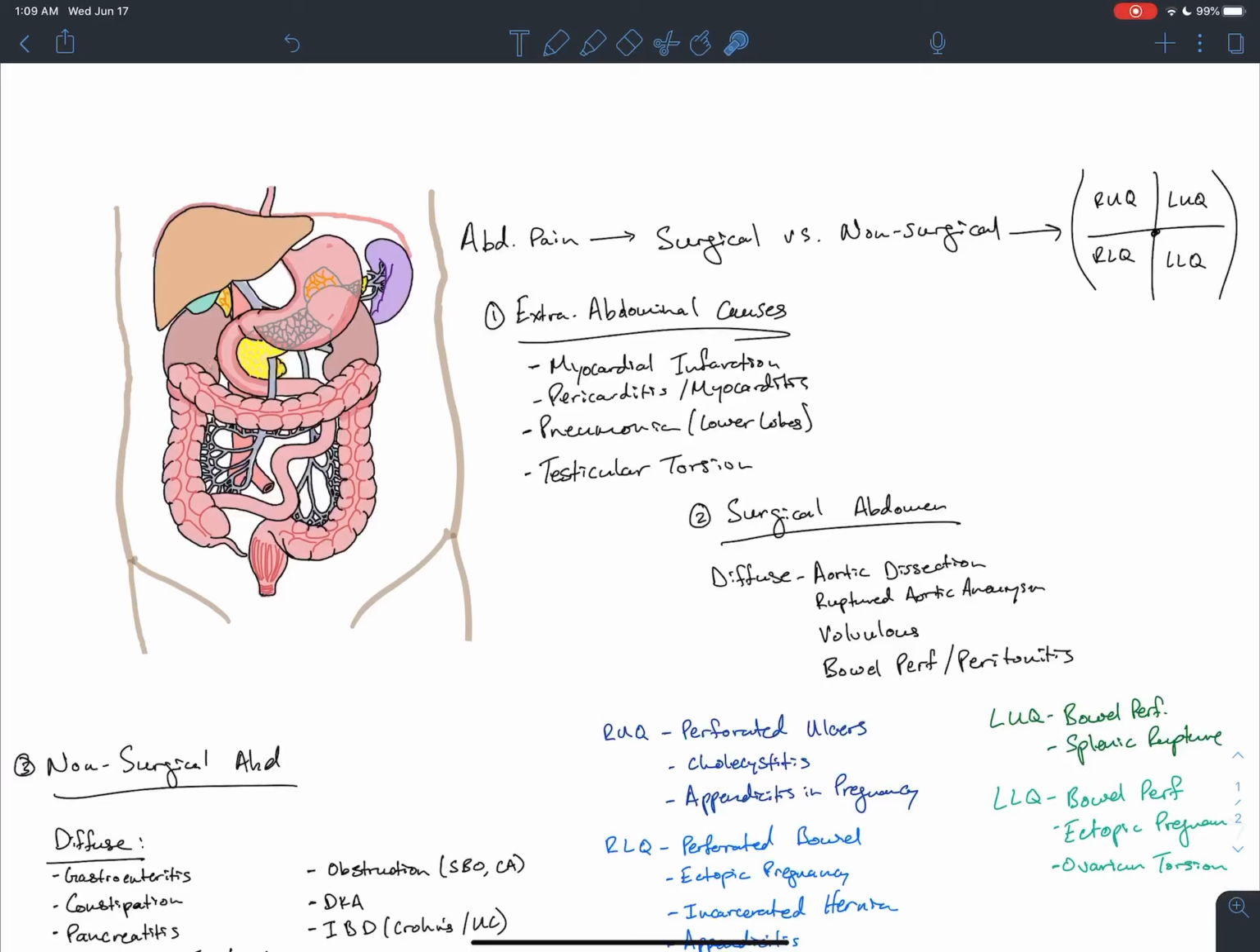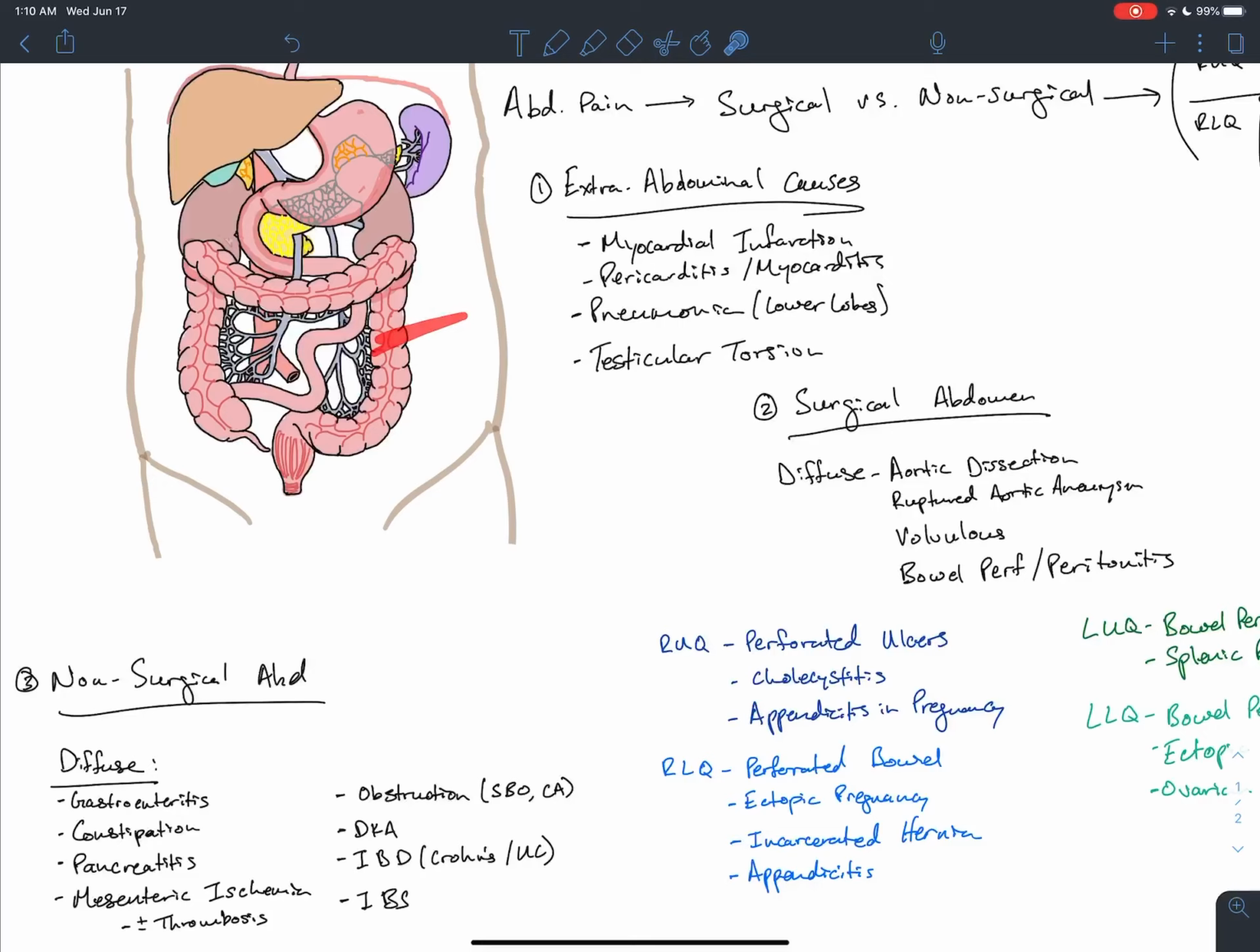So, for instance, perforated anything is going to cause pain wherever that anything is, or it can cause diffuse pain. If you perforate the bowel here, you open up that bowel, and so stool is being released into the peritoneal cavity, into the abdominal cavity. It's going to irritate the area. It can cause an infection, and so either you're going to have pain wherever that spills out, or you're going to have diffuse pain when your peritoneum is irritated.